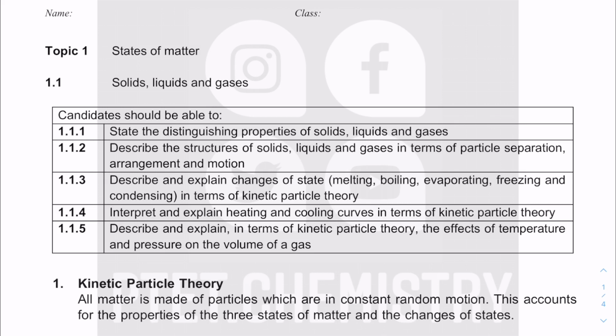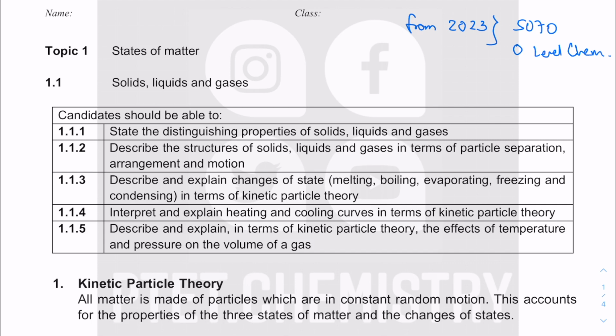So in this lecture tutorial, which will from now onwards be called lectorial, short for lecture tutorial, I'll cover Topic 1 for the 2023 exam. This is from the year 2023 for the 5070 O-level chemistry.